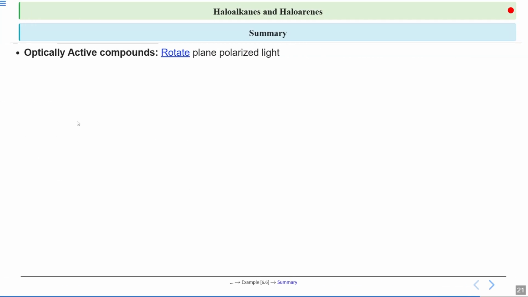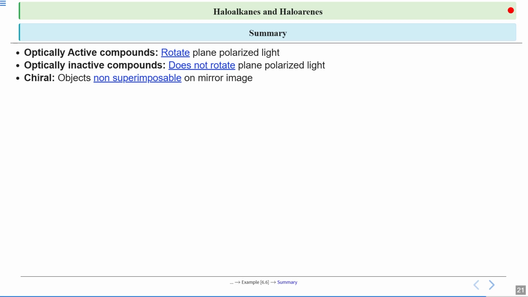Let's see the summary. We have covered the optically active compounds. They are the compounds that can rotate the plane of plane polarized light to the left or the right direction. Optically inactive compounds, the inverse of optically active compounds, do not rotate the plane polarized light. Chiral objects are those that are non-superimposable mirror images. Achiral objects are those that can be superimposed on their mirror image. The achiral objects are superimposable mirror images.